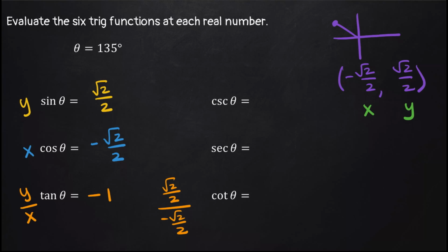Now here for cosecant, we're going to look at our reciprocal function. So cosecant is the reciprocal of sine. Sine is my y value. So I'm going to flip sine, or flip the y coordinate. And that becomes 2 over root 2.